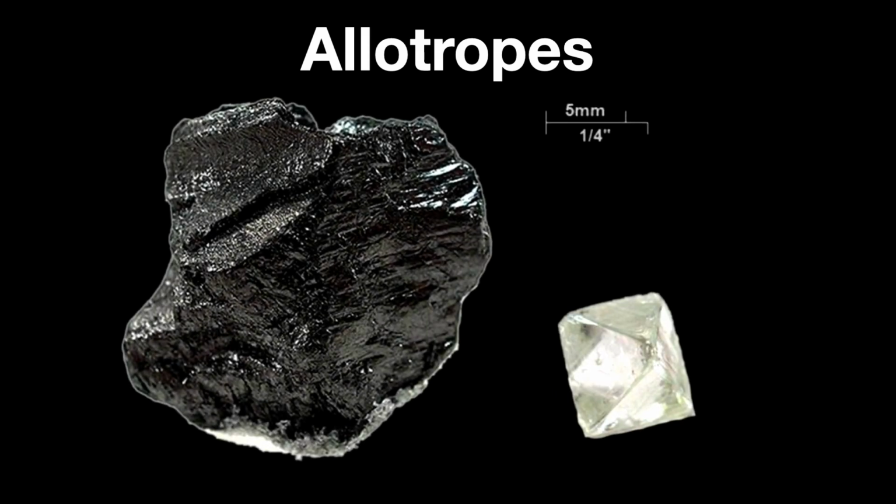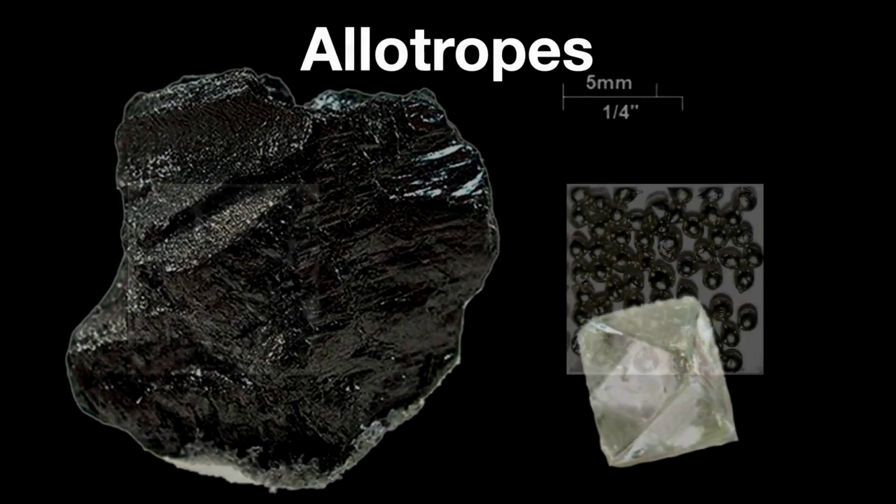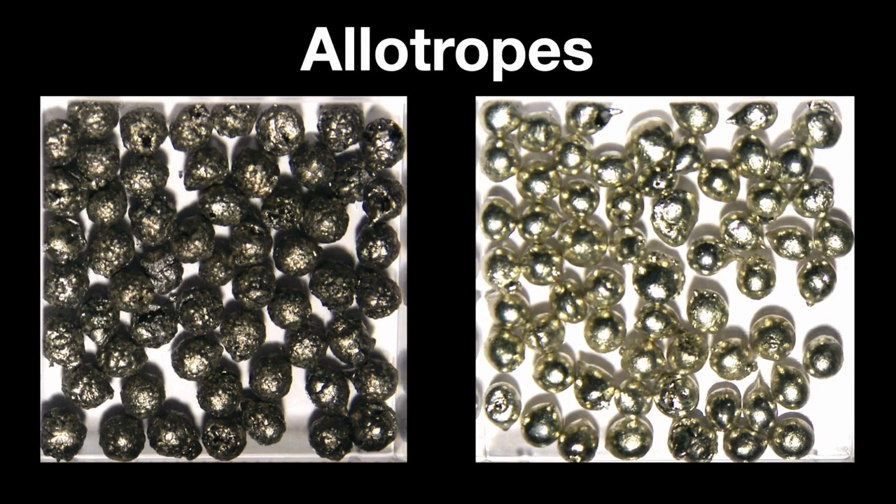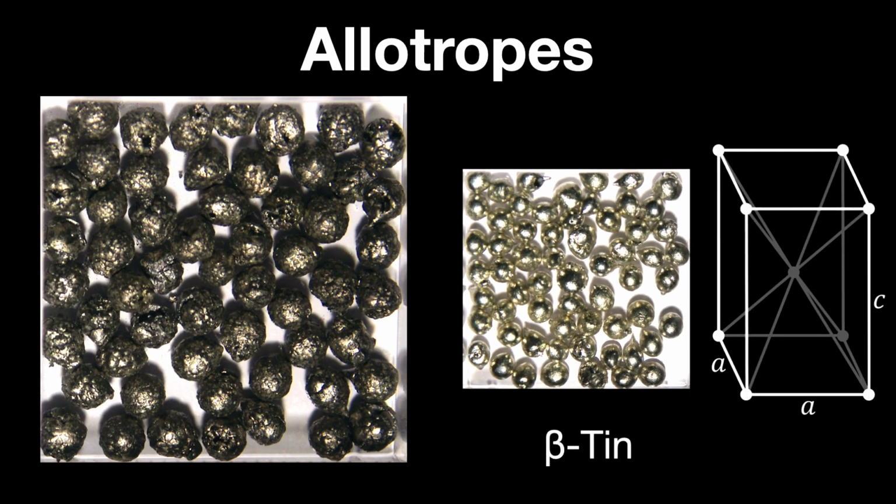Tin has 2 main allotropes. Allotropes are 2 or more different physical forms in which an element can exist at room temperature, like graphite and diamond for the element carbon. The first stable allotrope is beta tin on the right, a silvery white malleable metal which has a body-centered tetragonal crystal structure.